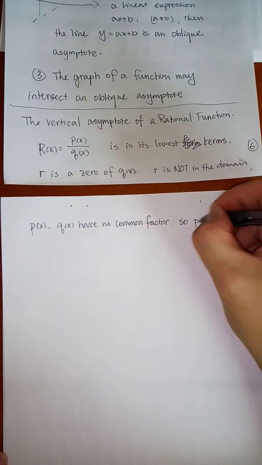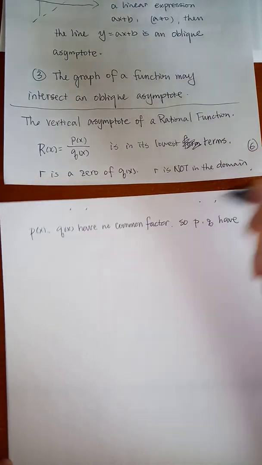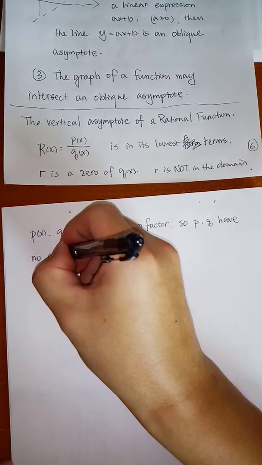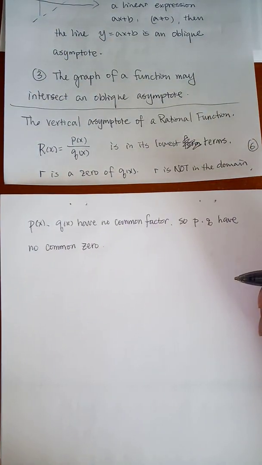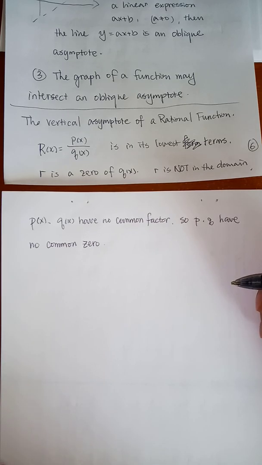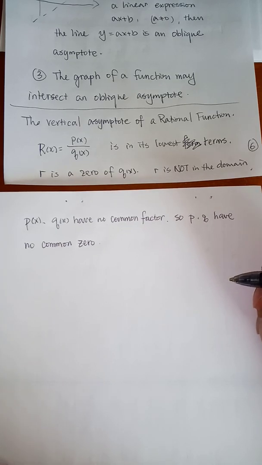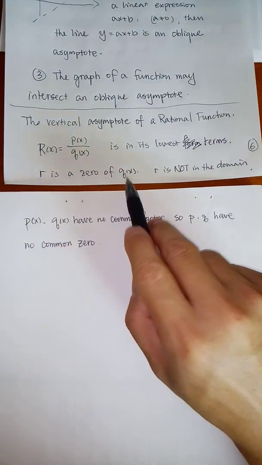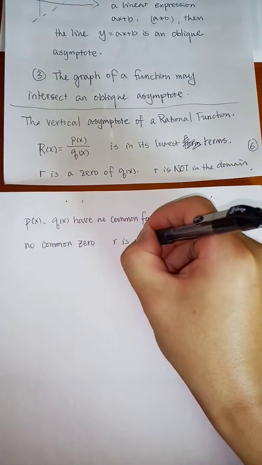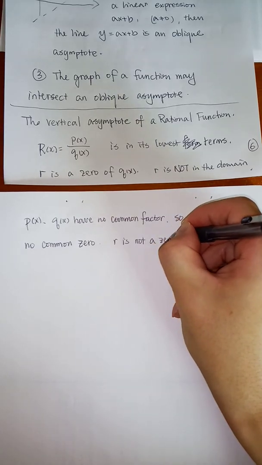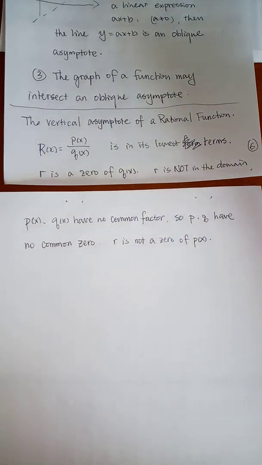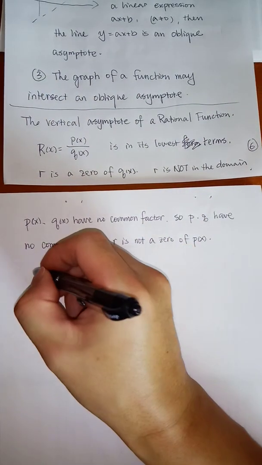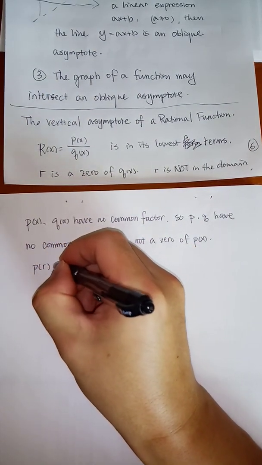So P and Q have no common 0. They have no common factor, then it means those two polynomials have no common 0. It also means R is a 0 of Q. R is not a 0 of P. It is a 0 of one polynomial. It will not be a 0 of another polynomial. It's not 0 of P, so P of R is not equal to 0.